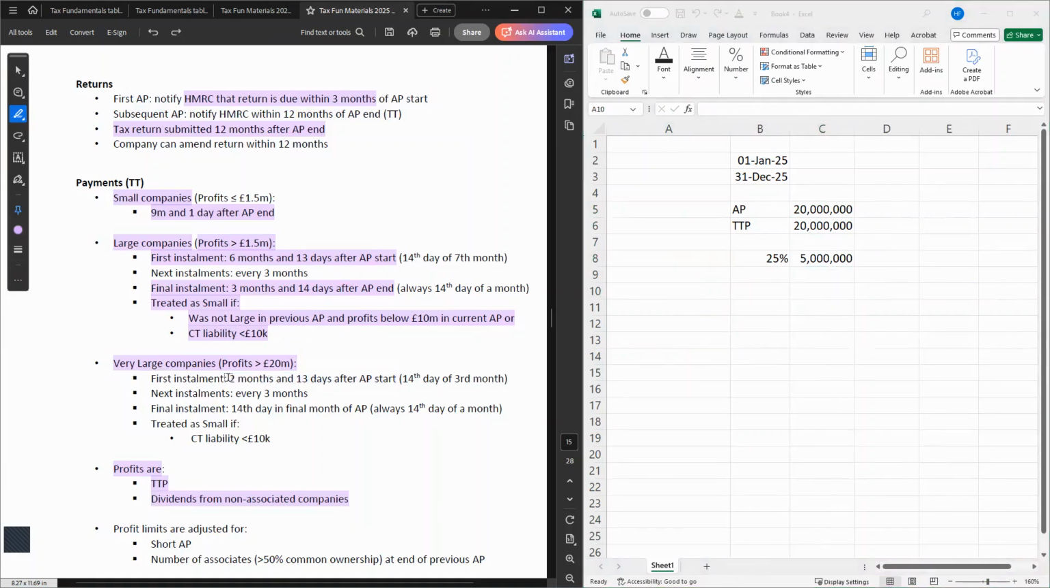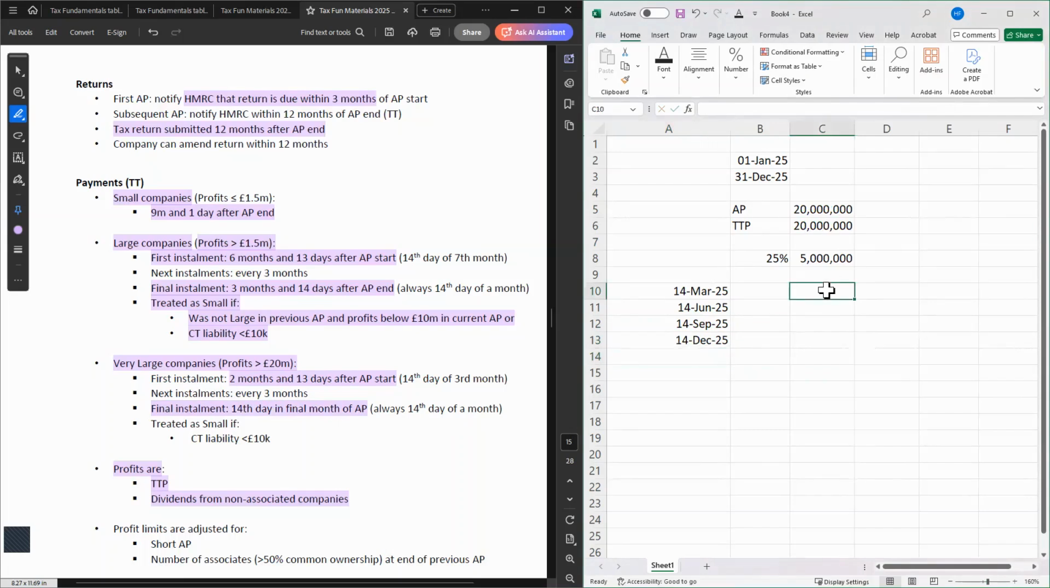The first instalment is due 2 months and 13 days after the start of the accounting period, which is the 14th day of the 3rd month. So that's 14th of March 25. They're then due every 3 months, so 14th of June 25, 14th of September 25. And the final one is due on the 14th day of the final month of the accounting period. So that's an easy one, 14th day of December 25.